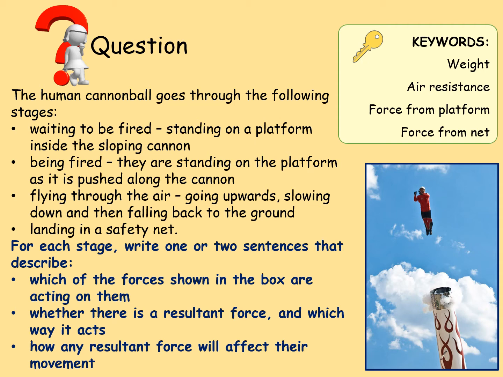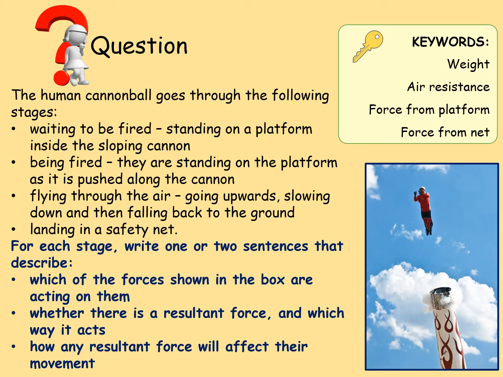So what I'd like you to do is just draw very quick diagrams of each of these stages, and then just write 1 or 2 sentences that describe the forces from the box there that's acting on the human cannonball, and whether there's a resultant force at that time, which way it acts, and how any resultant force will affect their movement. Again, pause the video, do that section, and then come back.